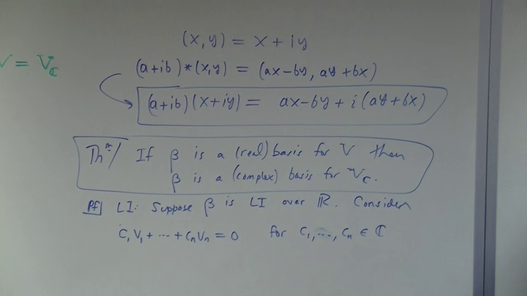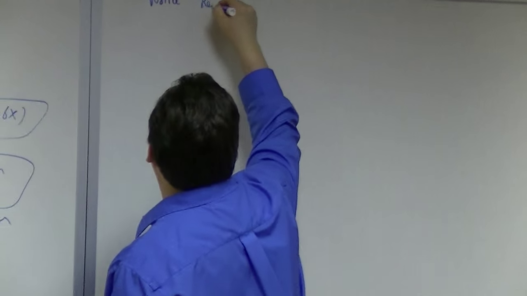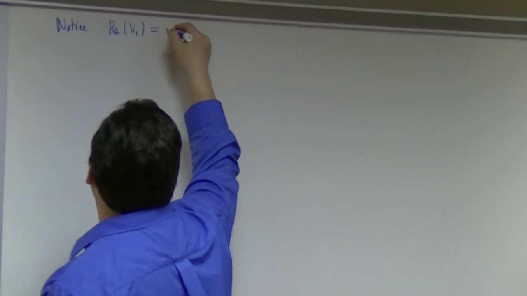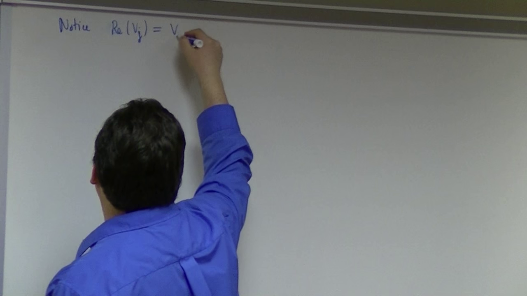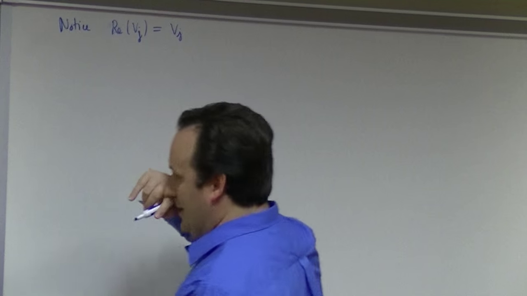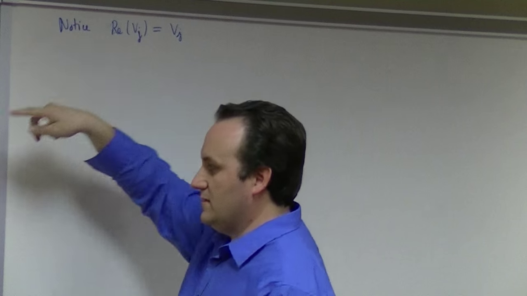Now, you notice that the real part of Vj is equal to Vj. There are two obvious definitions I really should make here. What's the real part of (x, y)? The real part of (x, y) is x. The imaginary part of (x, y) is y. So the real part of Vj is just Vj.